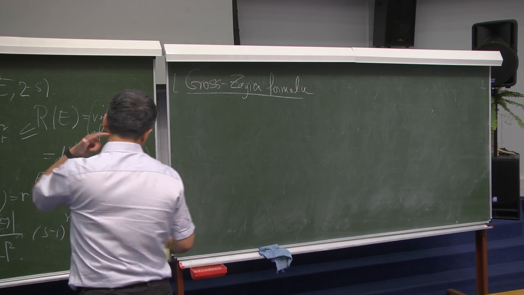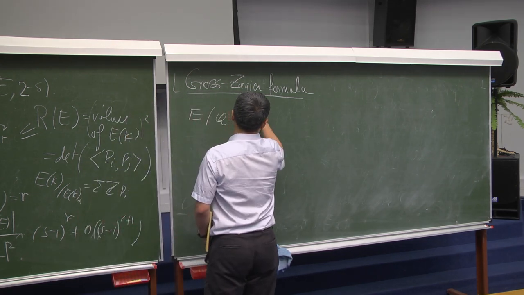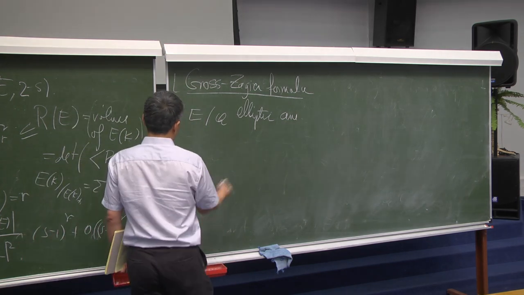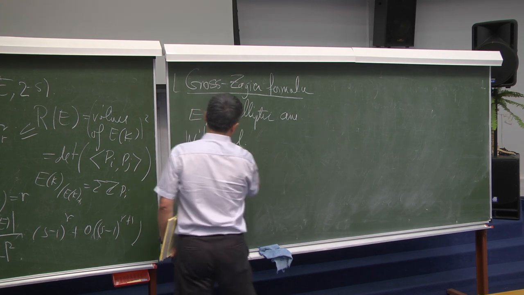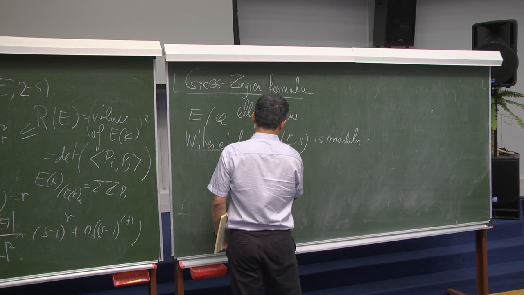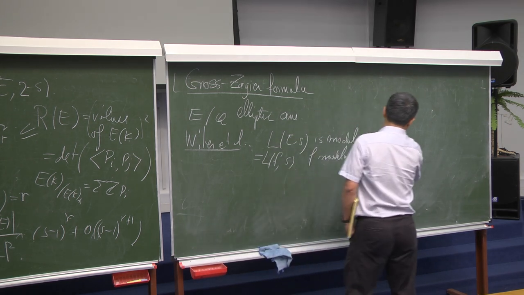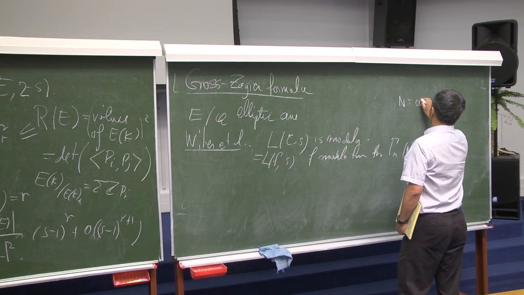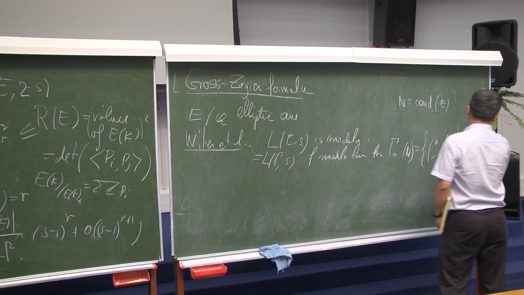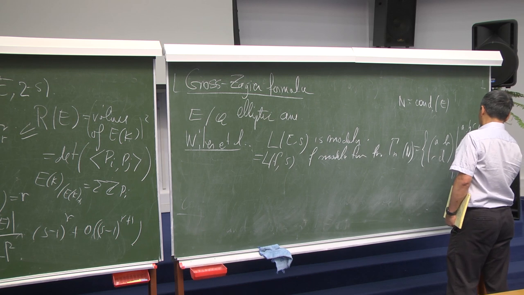So the first thing I want to talk about: E is an elliptic curve over Q, and K is over Q. In this case, it's a really nice thing that, by Wiles, L(E) is really modular. So this is equal to L(f, s), where f is a modular form for gamma naught of N. This N is the conductor of E. So this is the group of matrices (a, b; c, d) with integer entries, ad minus bc equals 1, and c divisible by N.